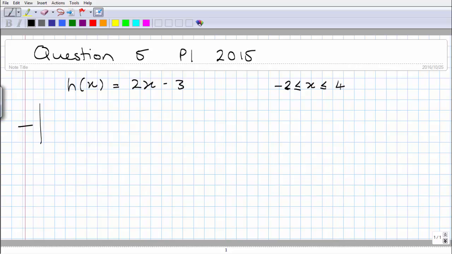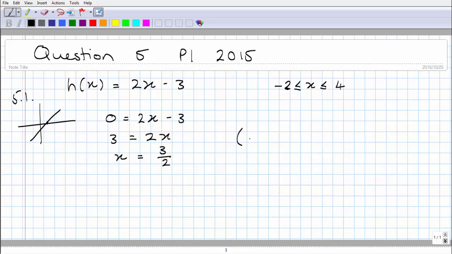And any graph where you've got the x-intercept, that's the guy there, you can simply see that when you want the x-intercept you must make y equals 0. So h of x must equal 0, 2x minus 3. That means we're solving for that, so 3 equals 2x, x equals 3 over 2. Okay, so the answer for 5.1 is that they want the actual coordinates, so it's 3 over 2, comma 0, or 1.5, comma 0.